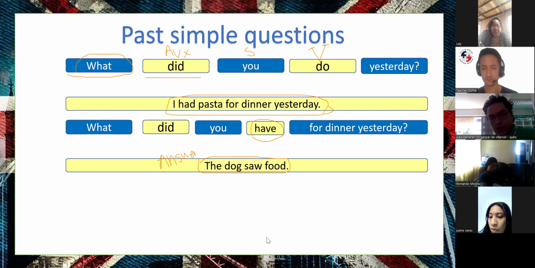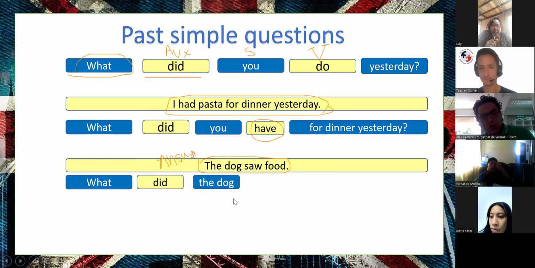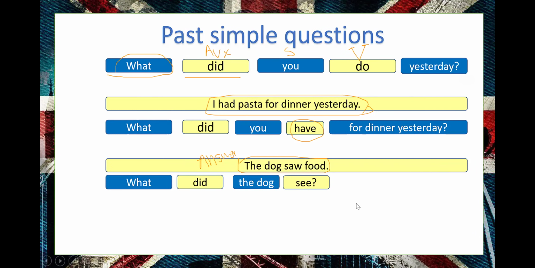What did you, a ver, what did the dog saw food? What did the dog? El verbo aquí está ya en pasado en la respuesta. En la pregunta, in the question, como debe ir. Sería sí. Excellent. In present, did. En la forma infinitive. What, ajá, did sí, the dog see? ¿Qué vio el perro? Okay, what did the dog see?